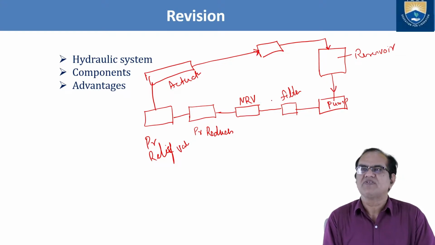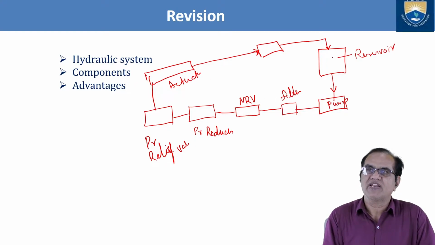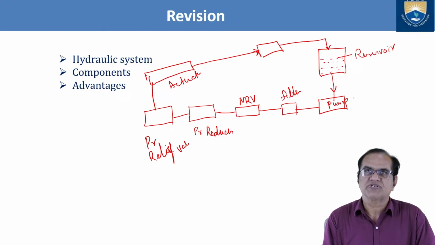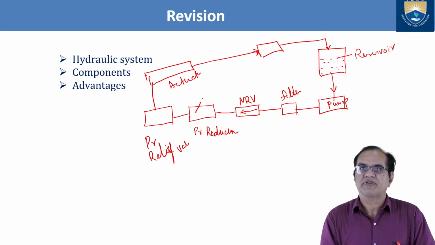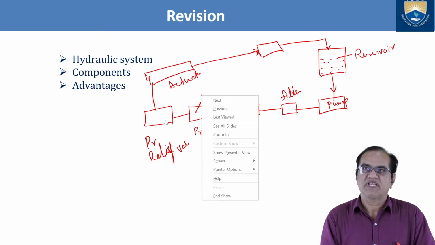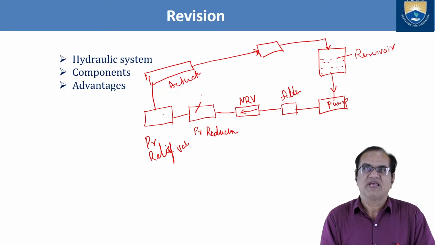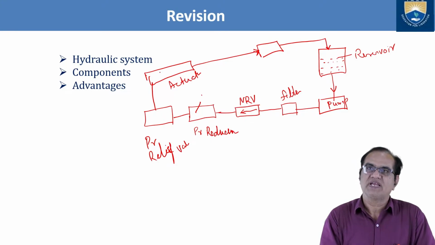So this is the basic system which I have already covered in my previous lecture. I just want to revisit it here. The reservoir is used to store the hydraulic fluid, the pump is used to give the pressure, the filter is used to filter the impurities of the hydraulic fluid, and the NRV is used to allow only one-directional flow. The pressure reducer reduces the pressure as per the requirement. The pressure relief valve releases the excess pressure if the pressure is too high. Then the required amount of pressure goes to the actuator.